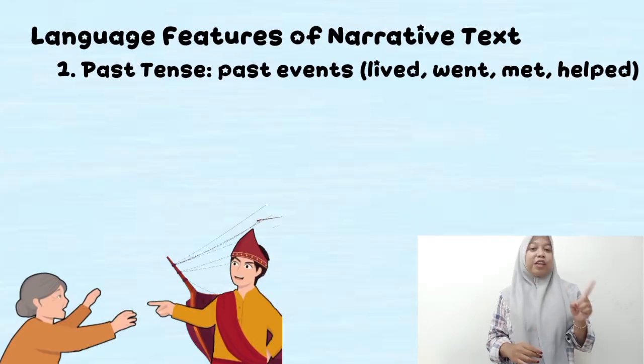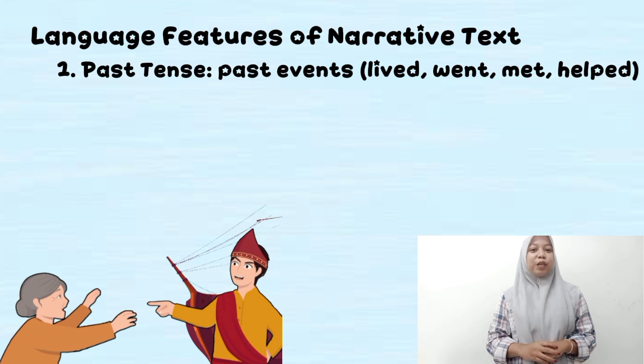Now, let's talk about the language features of narrative text. First, narrative text usually uses past tense because the story happened in the past. For example, lived, went, met, and had. These verbs show that the event already happened.